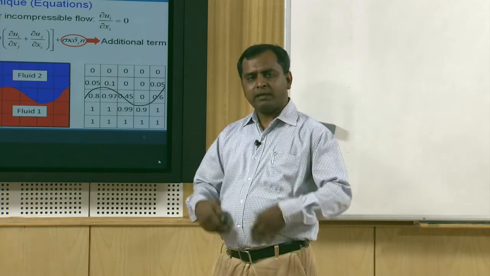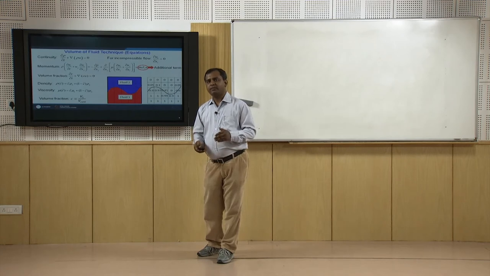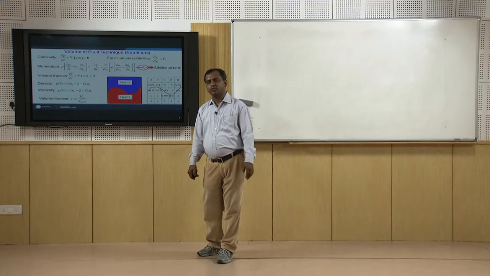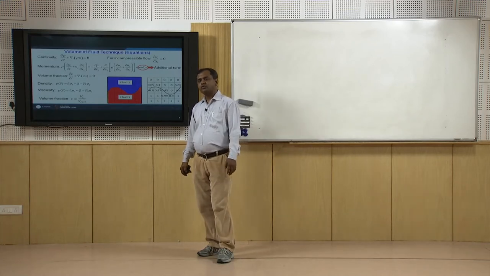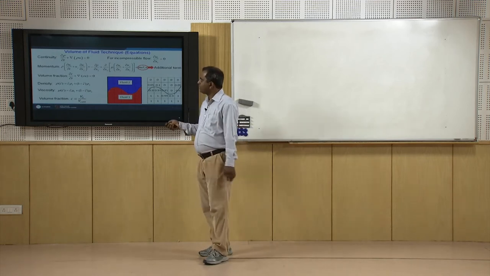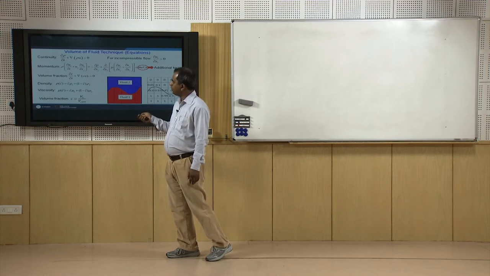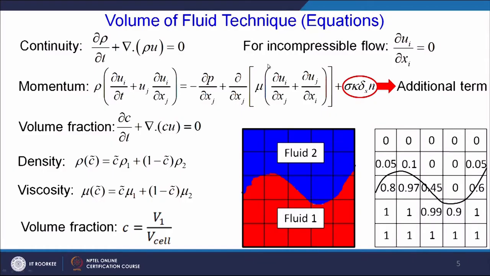Now as time progresses, we will find that the interface location is changing. So obviously this value of C will be changing with time. So you need an equation for C which will advect it from one place to another along with time. So we have this governing equation for conservation of volume fraction. So you see del C del t plus del of C into U, where U is the velocity at that particular cell, equals 0.